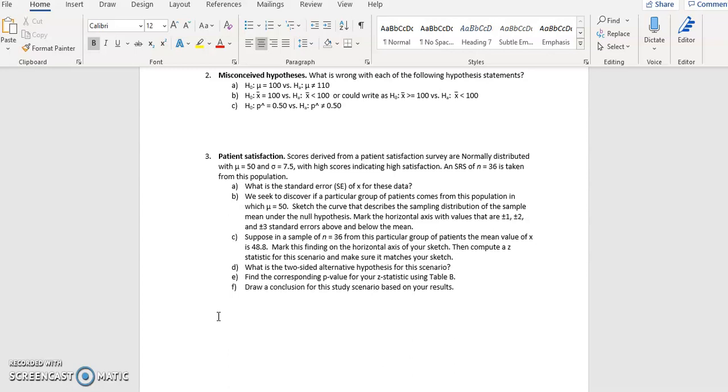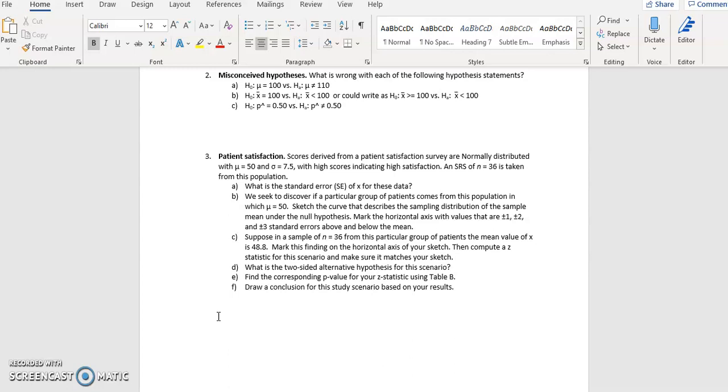And then part C also has you compute a z statistic for this scenario. All right, and D, the two-sided alternative hypothesis. Most students get that one. Now E, find the corresponding p-value for your z-statistic using table B. So in part C, you find your z-statistic. Now you're going to find your p-value from the table. Keep in mind what you have to do to the p-value if you have a two-sided alternative hypothesis.